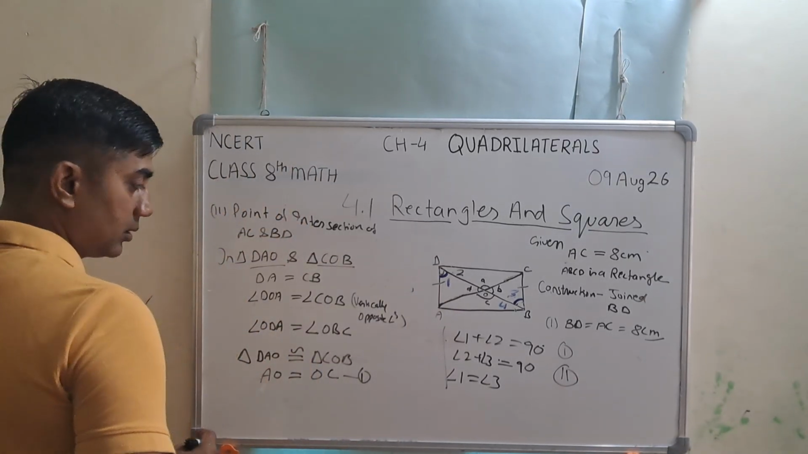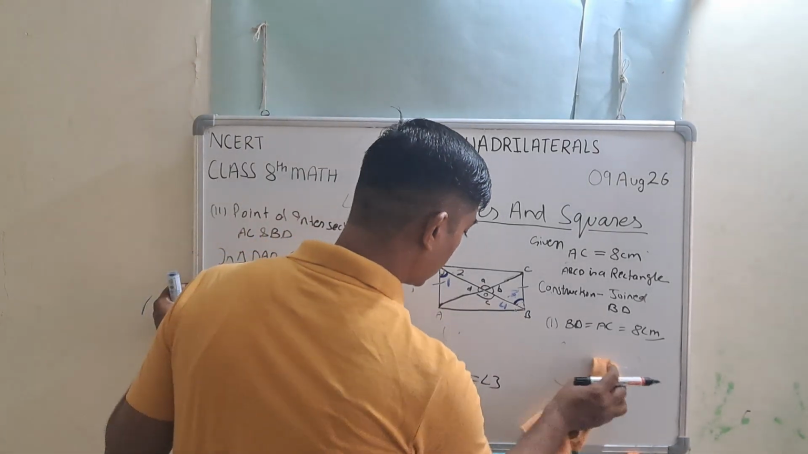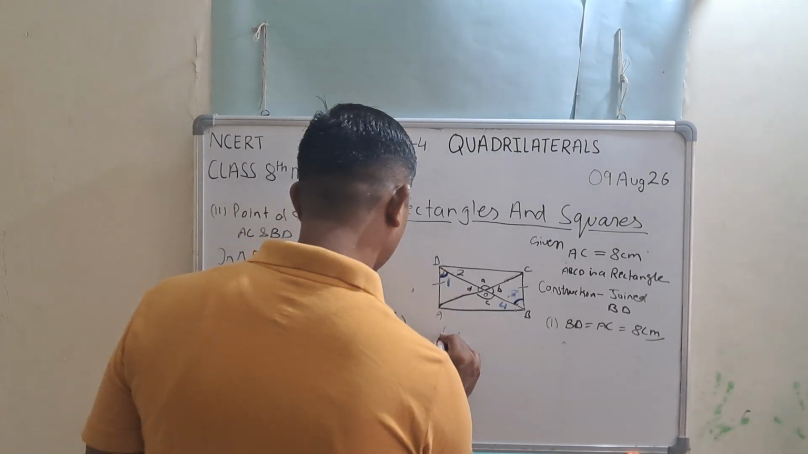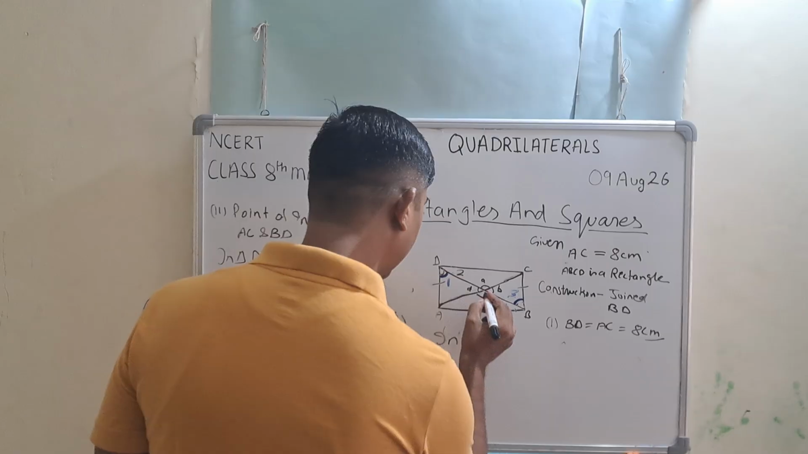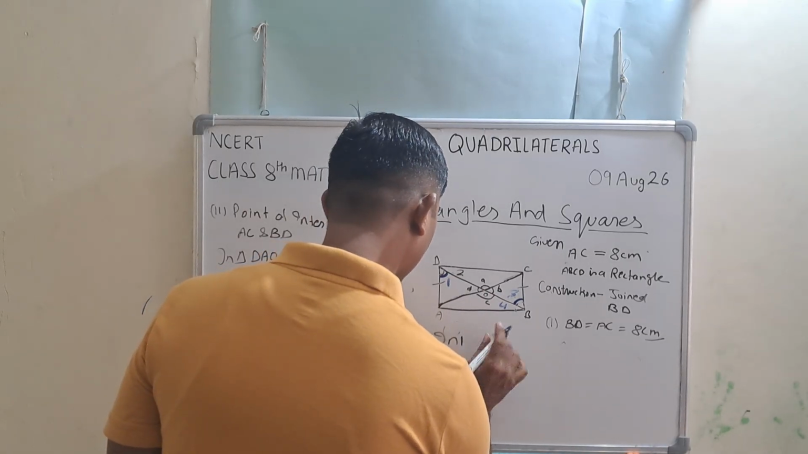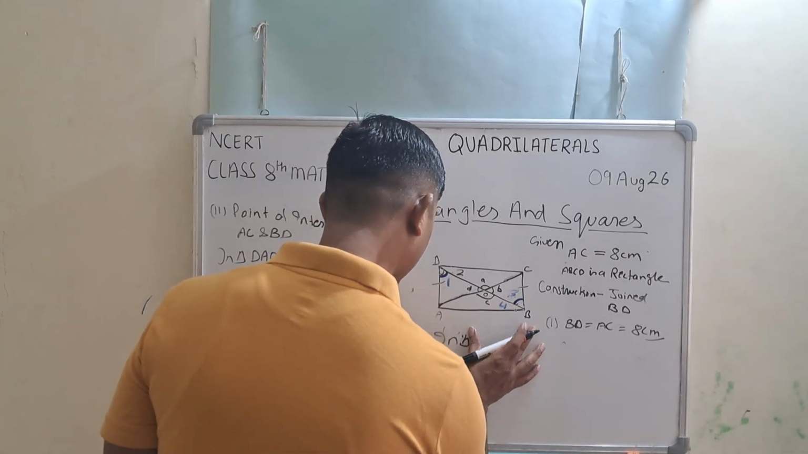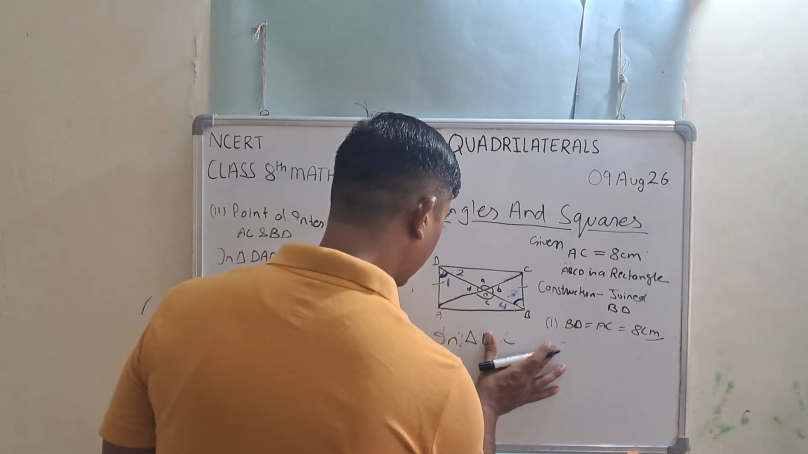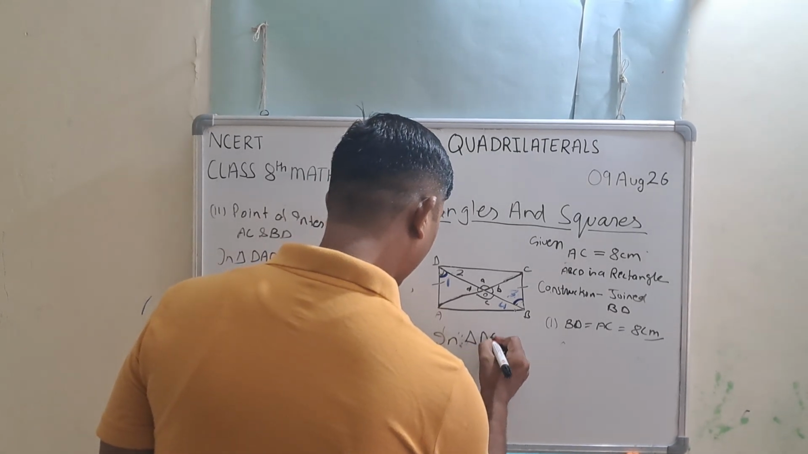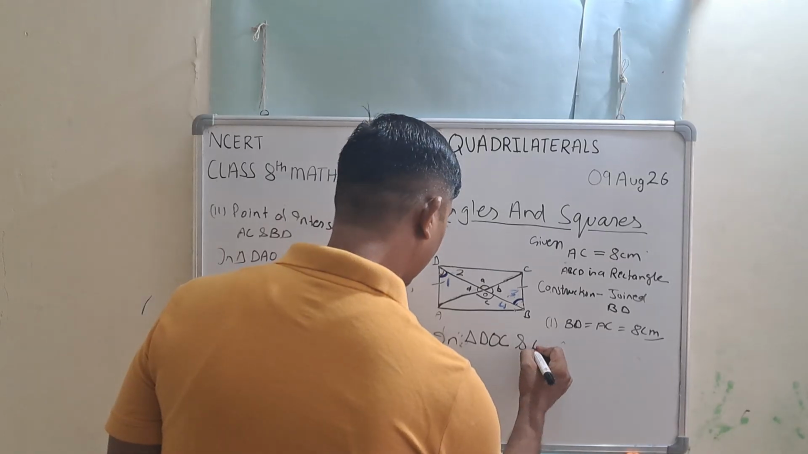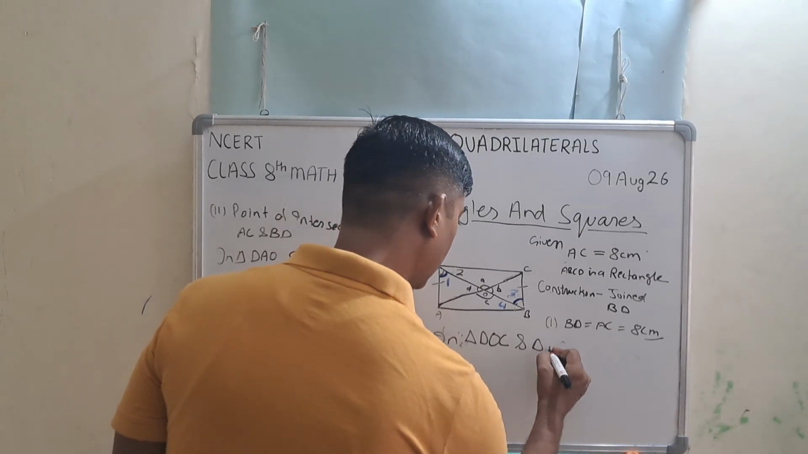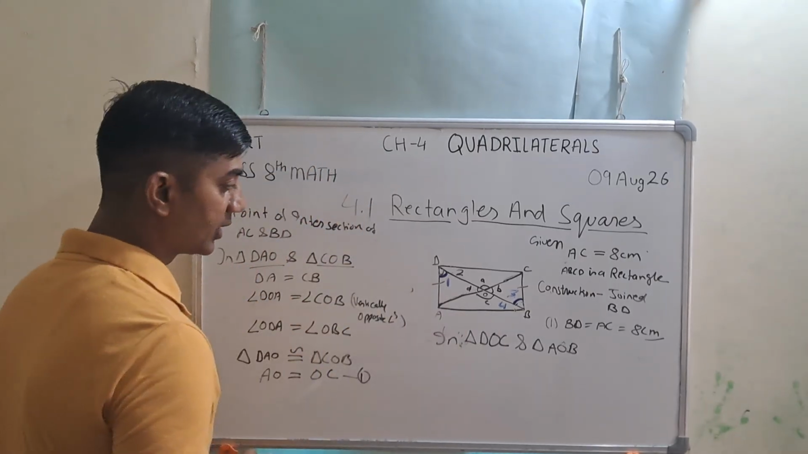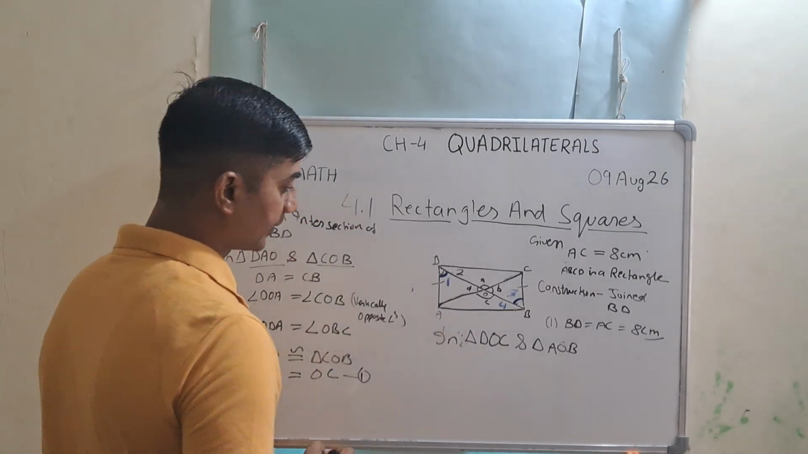Similarly, when we take the triangles, in triangle DOC and triangle AOB, right? DOC and AOB. Let's see.